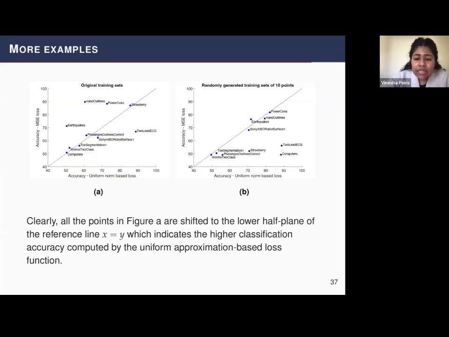And as you can see now, almost all the data points, except the earthquakes data set, are shifted to the lower half plane of the reference line. This indicates higher classification accuracy computed by the uniform norm-based loss function compared to the accuracy of the mean squared loss function. So again, if you have a smaller training data set or underrepresented groups, then there are alternative ways to improve the classification accuracy.